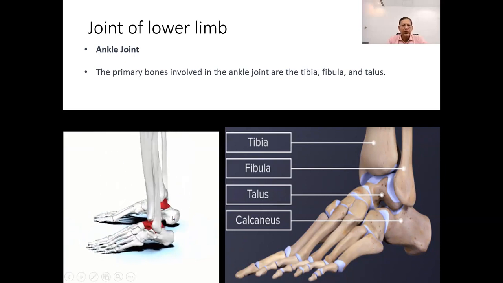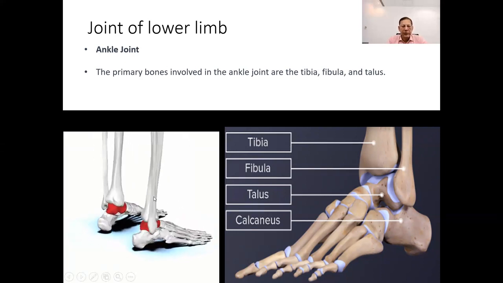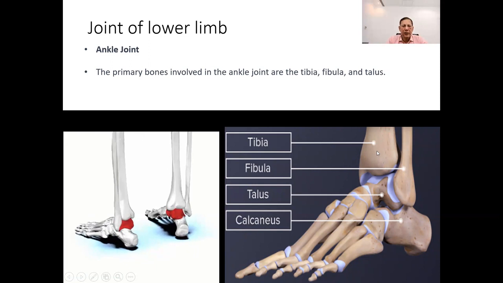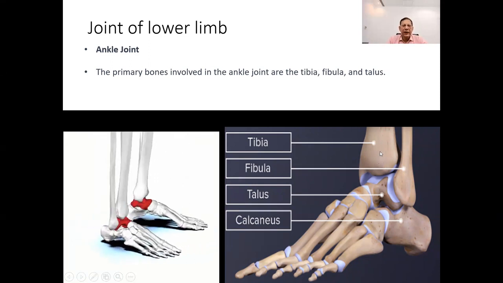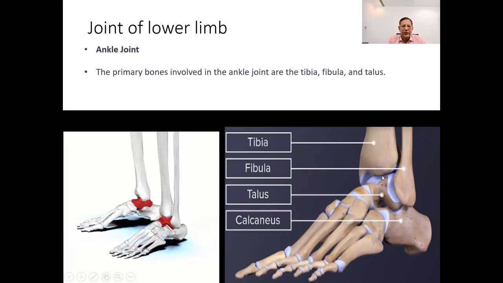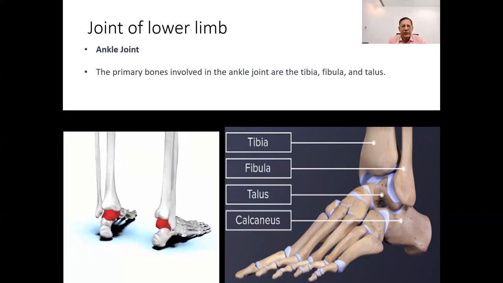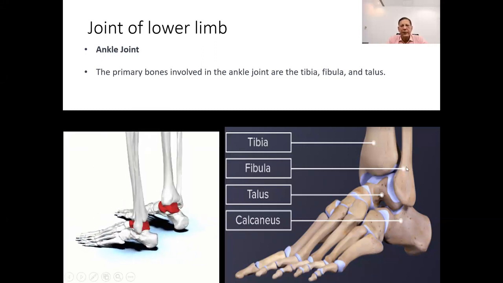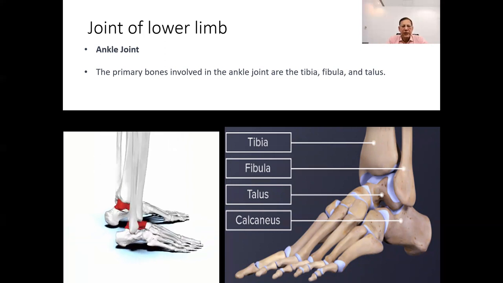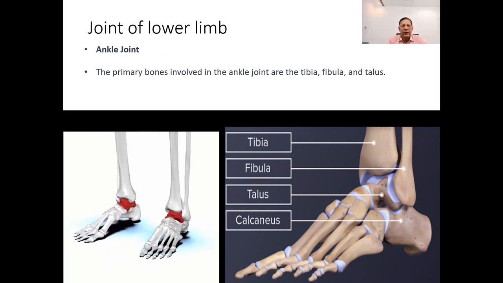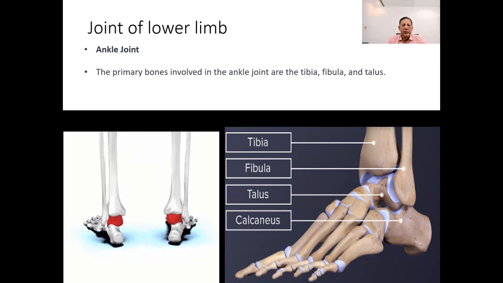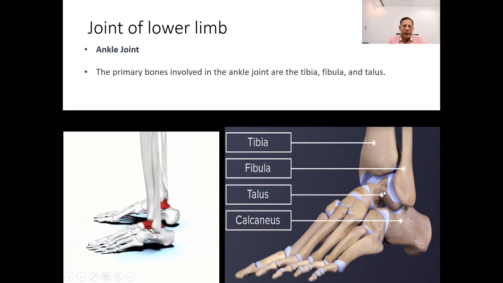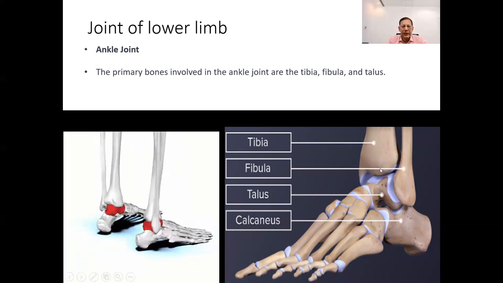The primary bones involved in the ankle joint are tibia, fibula, and talus. The tibia is the larger of the two long bones. The medial malleolus is the bony prominence on the inner side of the ankle. The fibula is the smaller one. The lateral malleolus is the bony prominence on the outer side of the ankle. Talus is the bone that forms the lower part of the ankle joint, articulating with the tibia and fibula.